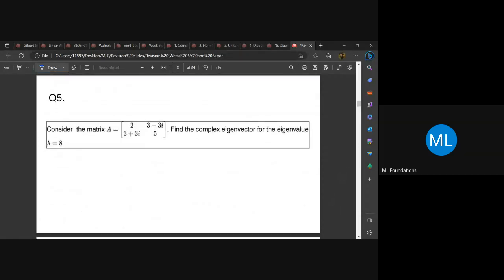You have the matrix A, and one of the eigenvalues is given to you, which is 8. So can you find the eigenvector corresponding to this eigenvalue?